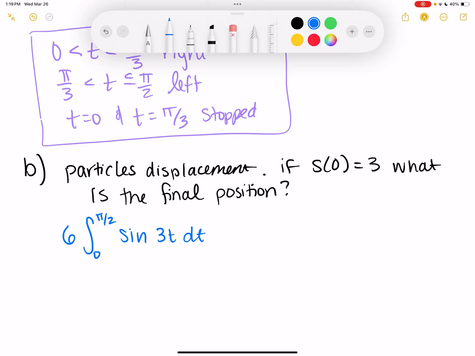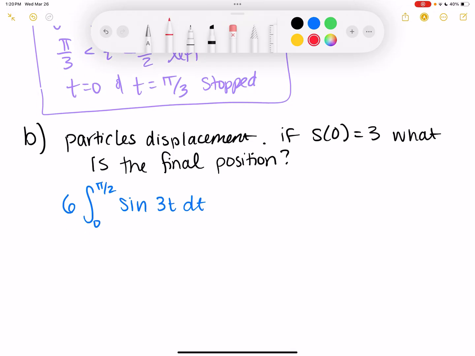You might have happened into the right answer, but definitely not with the right method. Hey, got there somehow. How about let u equal 3t and du equals 3 dt. So then 1/3 du equals dt.